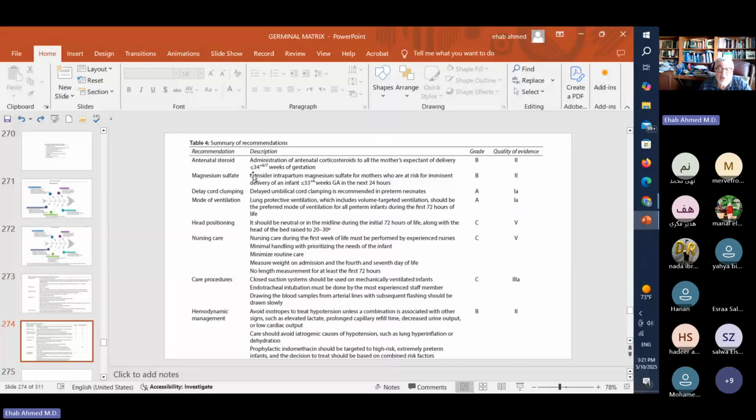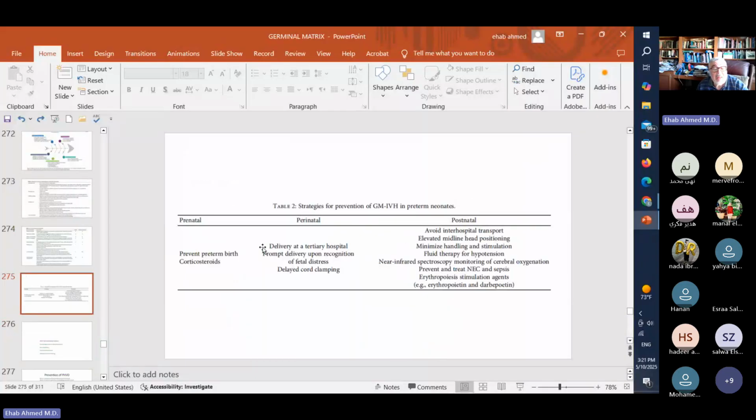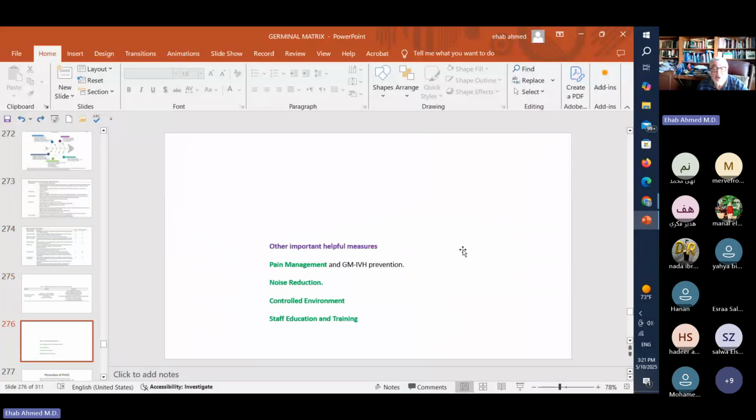If you notice, I'm repeating the important issues just to imprint them in your brain: antenatal steroids, magnesium sulfate, delayed cord clamping, the ventilation, head positioning, nursing care, care procedures, hemodynamic management. And there are prenatal, perinatal, postnatal issues to prevent other procedures, pain management.